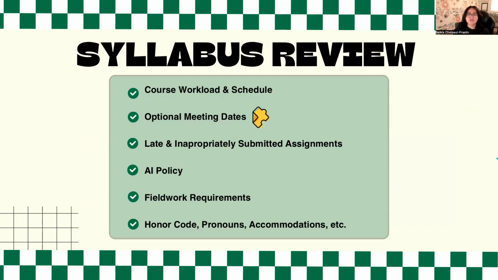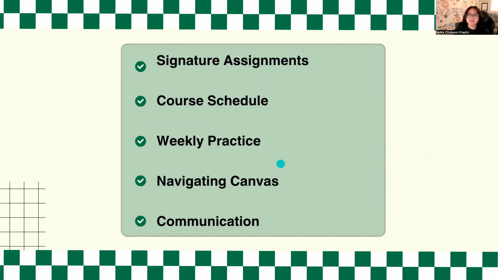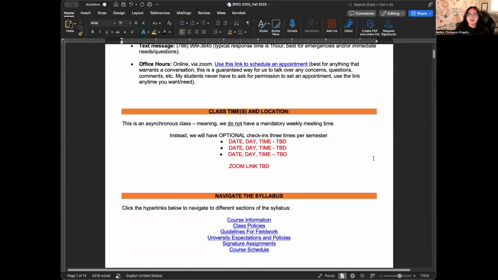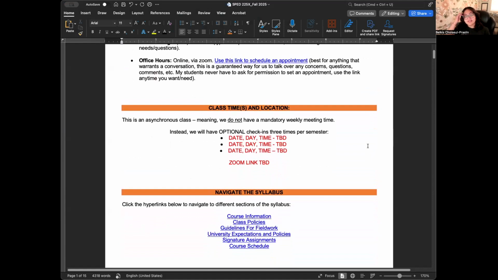I'm going to switch to the syllabus in just a minute and talk through some of these must-know areas, but please remember that you are responsible for viewing the syllabus in its entirety. Now, at the top of the syllabus is my contact information. And if we scroll down a bit, a reminder that this is an asynchronous class, meaning that we do not have mandatory meeting times. However, because this class also discusses a lot of topics and there are a couple different assignments to consider, I will have 3 optional check-ins throughout the semester.